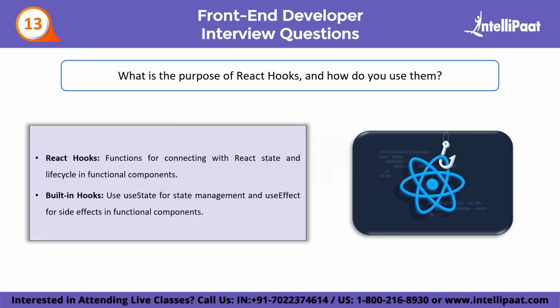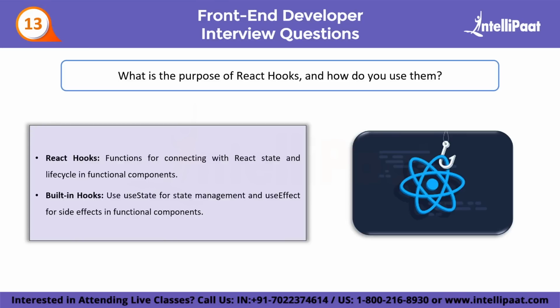Third, context access. Hooks like useContext allow functional components to access React context without wrapping them with context consumers, making it easier to consume context values. And fourth, custom hooks. Hooks can be used to create custom hooks, which are reusable functions that encapsulate logic. Custom hooks promote code reuse and abstraction of complex logic into manageable pieces.